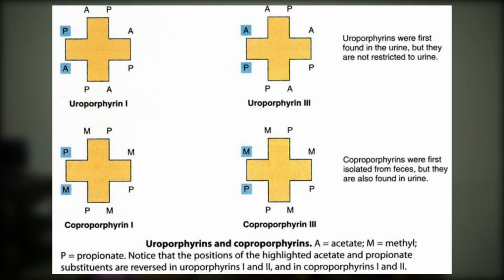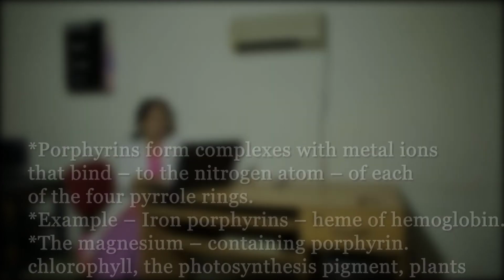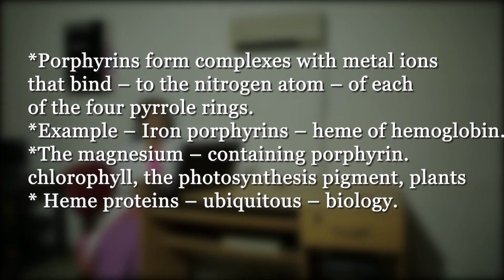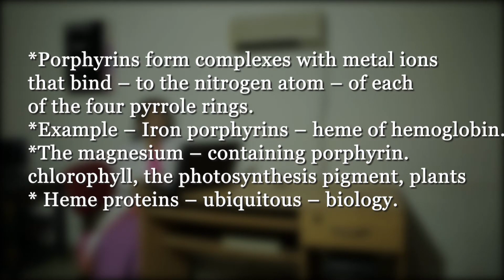Uroporphyrins were first found in urine, but they are not restricted to urine. Coproporphyrins were first isolated from feces, but they are also found in the urine. So uroporphyrin 1, uroporphyrin 3, coproporphyrin 1 and coproporphyrin 3. Porphyrins form complexes with metal ions that bind to the nitrogen atom of each of the 4 pyrrole rings. Examples are iron porphyrin, hemoglobin, and the magnesium-containing porphyrin chlorophyll, the photosynthetic pigment in plants.